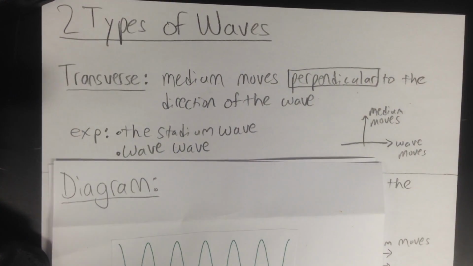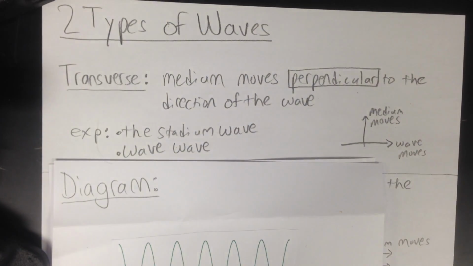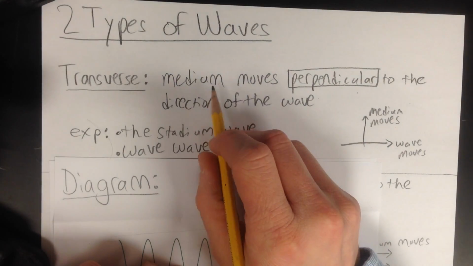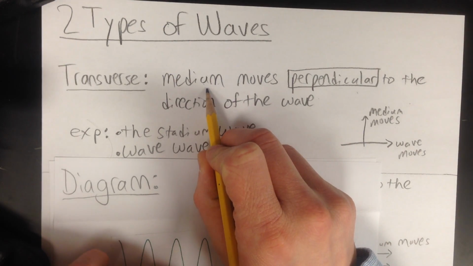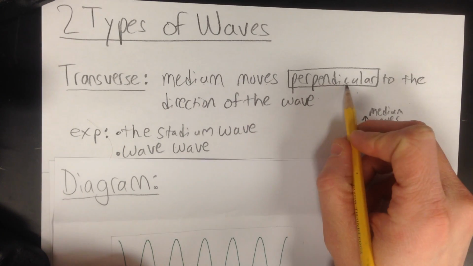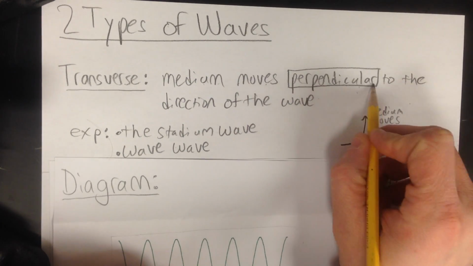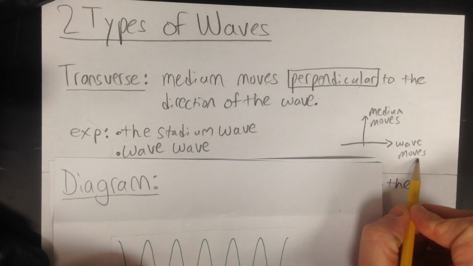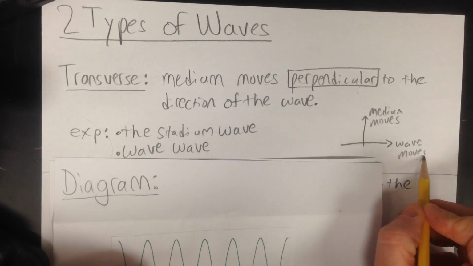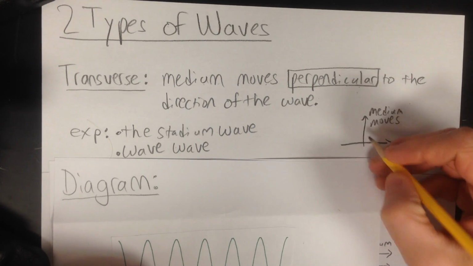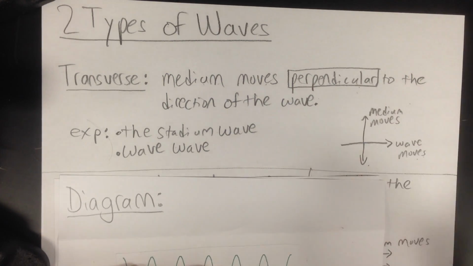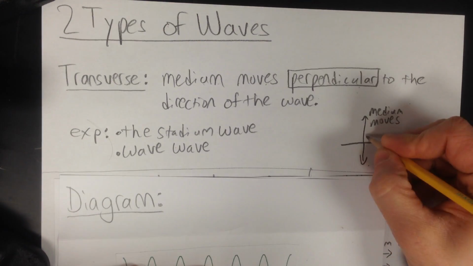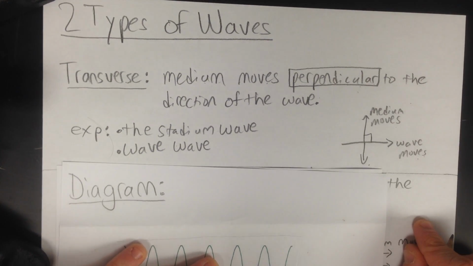Hey guys, there's two types of waves we're going to deal with, and the first one is called a transverse wave. This means that the medium, the stuff that the wave is going through, moves perpendicular to the direction of the wave when the wave passes. So if the wave moves left to right, then the medium will move up and down, at a right angle to the way the wave moves.